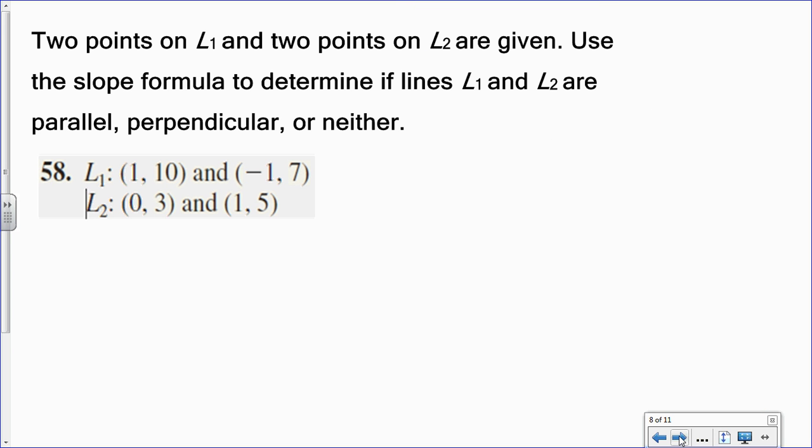Okay, so let's do an example. You're given 2 points from line 1 and 2 points from line 2. Use the slope formula to determine if they're parallel, perpendicular, or neither. So my slope formula, y2 minus y1 over x2 minus x1.